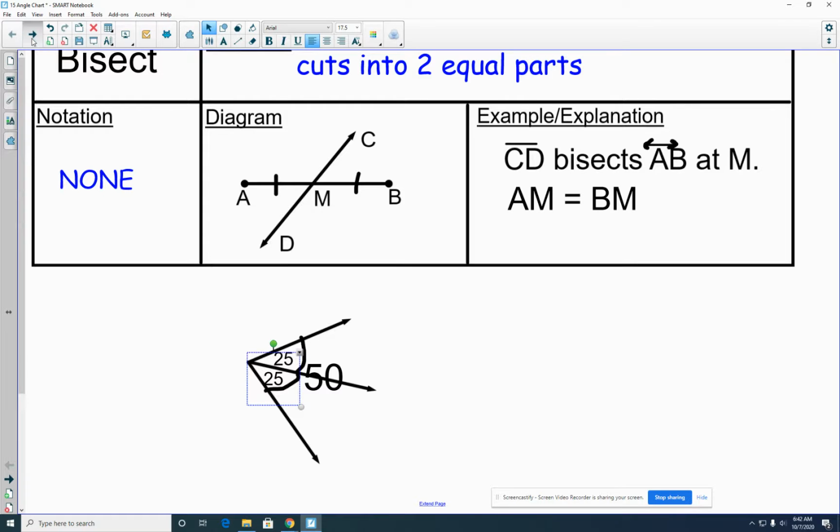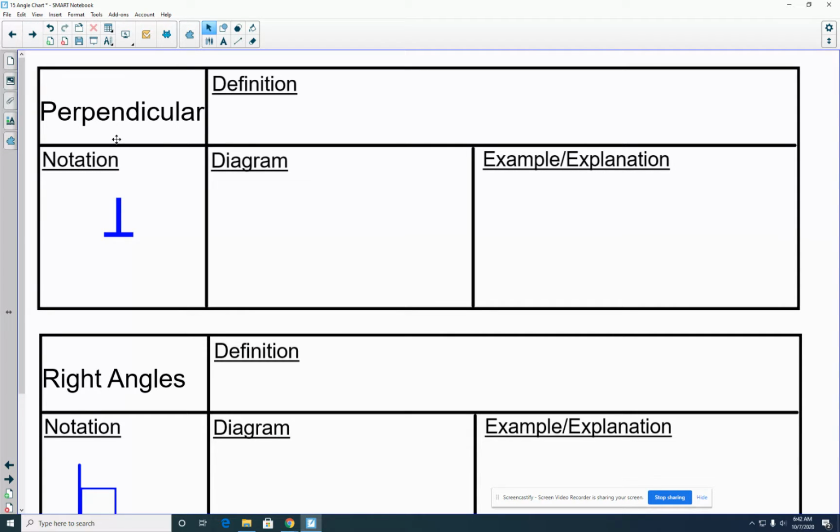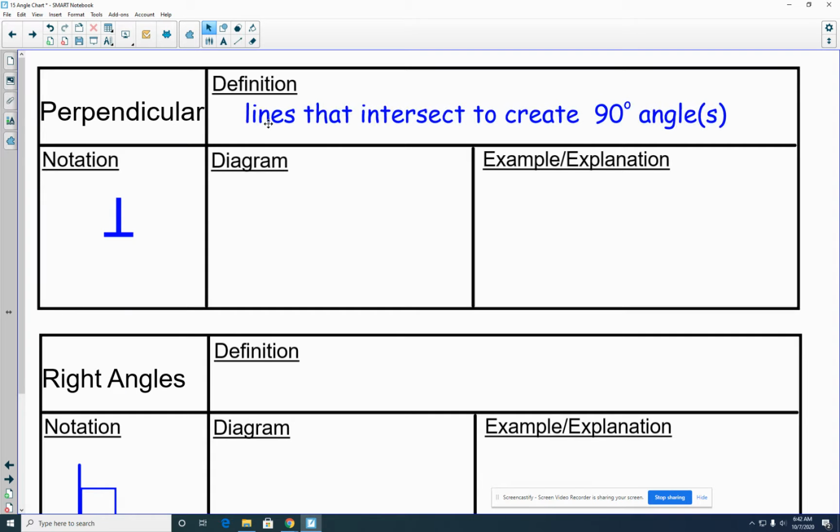Okay, moving on. Next, perpendicular. This is a term we always get confused with. So perpendicular lines look like this. This is the symbol notation for perpendicular. Perpendicular lines don't have to bisect anything. Perpendicular lines always, however, intersect to create 90-degree angles. 90-degree angles are also known as right angles. So if we say 90 degrees or if we say right angles, they can be used interchangeably.